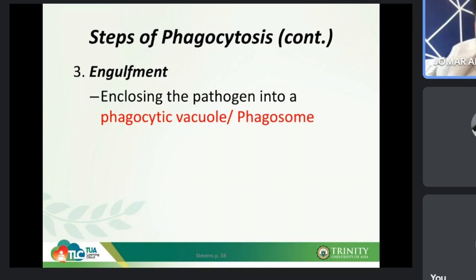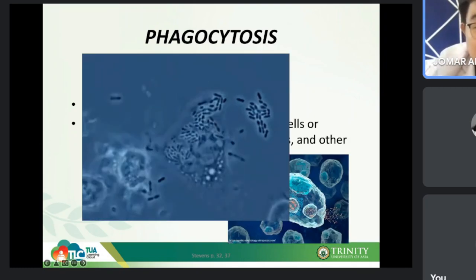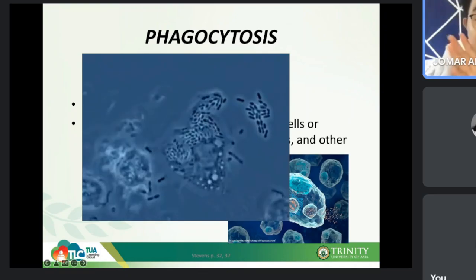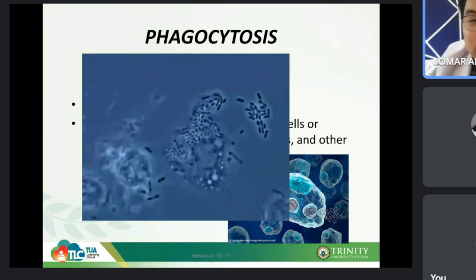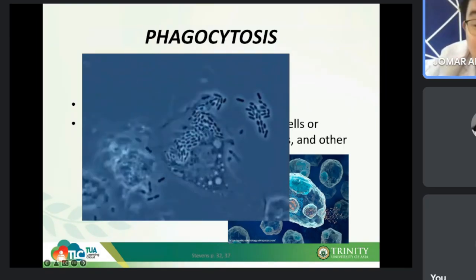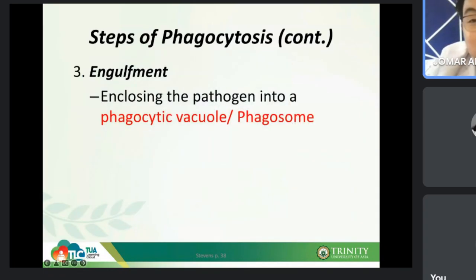So, what will happen? Okay? What will happen next is your engulfment, okay? The process called engulfment. In your engulfment, your white blood cells would start to have your pseudopods. Yung pseudopods nila, parang dito sa GIF sa picture na to, yung pseudopods na yan mag-open up, di ba bilog lang yung cell mo. Mag-open up yung cell mo, magkakaroon ng pseudopods at i-engulf niya yung ating pathogen. Okay? In the process of engulfment, the pathogen is enclosed in a phagocytic vacuole which we call your phagosome. Okay? Magkakaroon ka na ng phagosome.